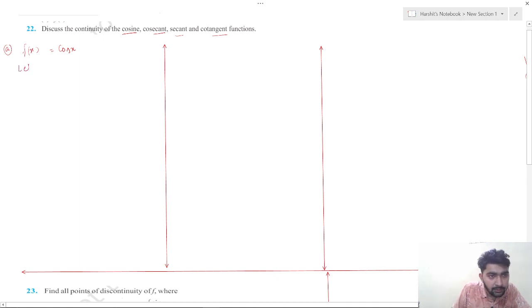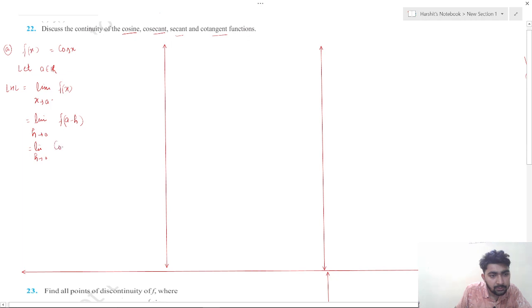You can choose let a belong to R, any real number we can choose. For that real number we need to find the LHL, RHL and f of a, because if all these three things, LHL, RHL and f of a, are equal, then we can say the function is continuous. So first of all we need to find LHL: limit x tends to a negative of f of x, limit h tends to 0 of f of a minus h.